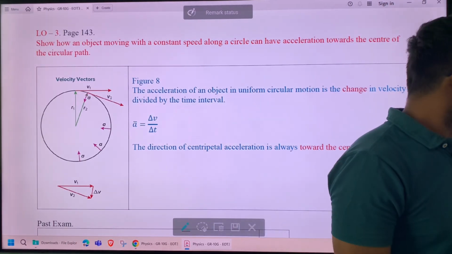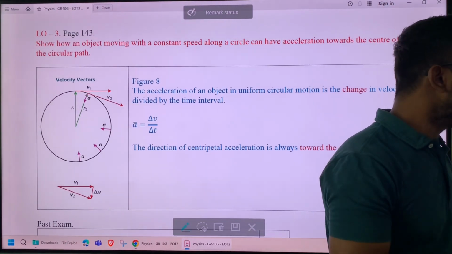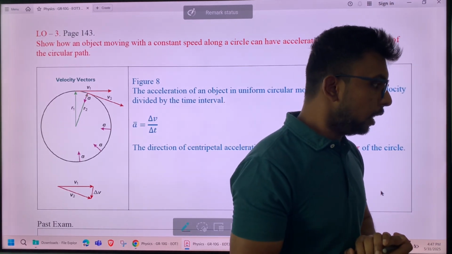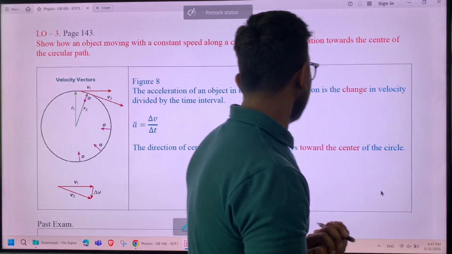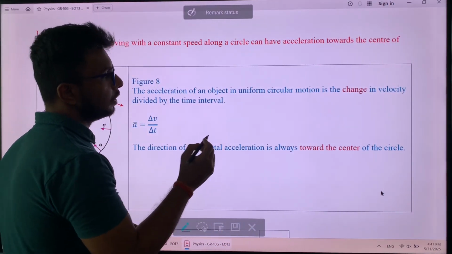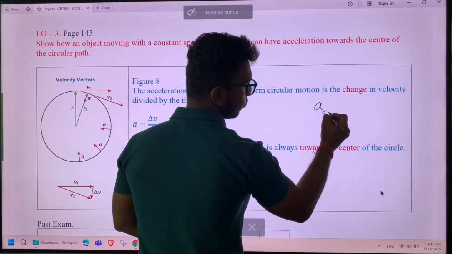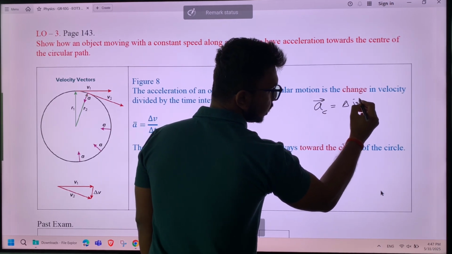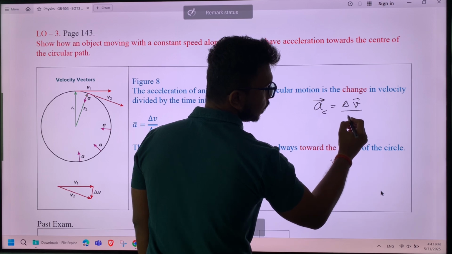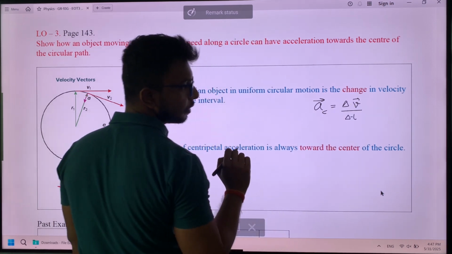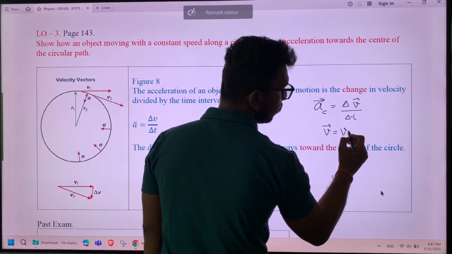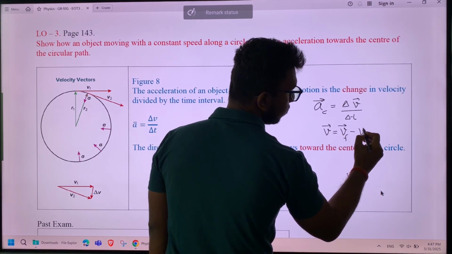Question 3. Show how an object moving with a constant speed along a circle can have acceleration towards the center of the circular path. So here we have to represent. Remember, whenever we have acceleration, it is given by, it's a vector sign, del v, that is the change in velocity over time, how much time it takes. Now, when we say change in velocity, vectorially, it means v final minus v initial.